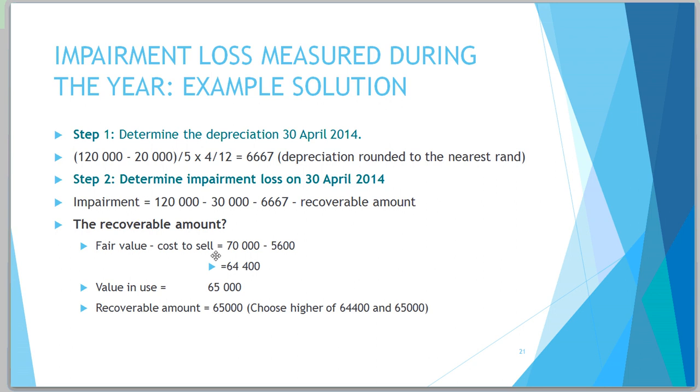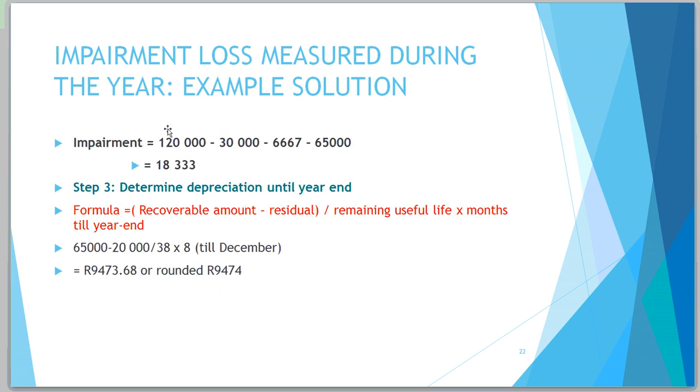So our fair value less cost to sell will be 70,000 less 5,600, which is 64,400, and our value in use is 65,000. Then our recoverable amount should be the higher one of those two, the higher of 64,400 and 65,000, which is 65,000. So then our calculation for impairment will be 120,000 cost less my accumulated depreciation at the beginning of the year, less the further accumulated depreciation that I've written off, less my recoverable amount, which is 18,333.